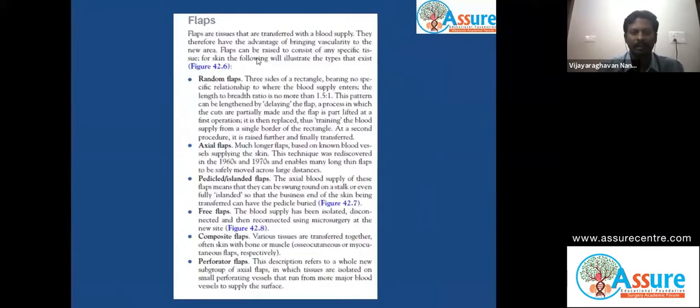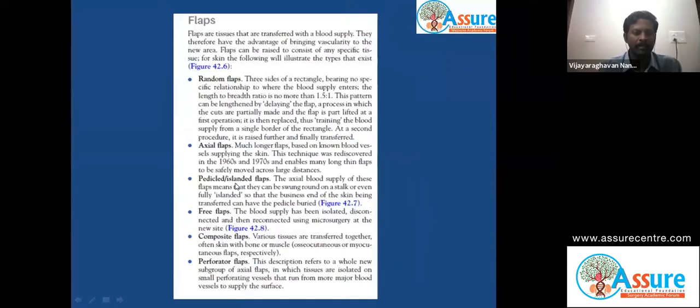See these flaps, these are not classifications in any particular order, okay. If you see, they will be telling it is a random flap. What is a random flap? It doesn't have any named blood vessel or vessel which runs along the axis, okay. See, these are axial flaps, but they have not given that, it just says much longer flaps based on known blood vessels. This doesn't contain any blood vessel.